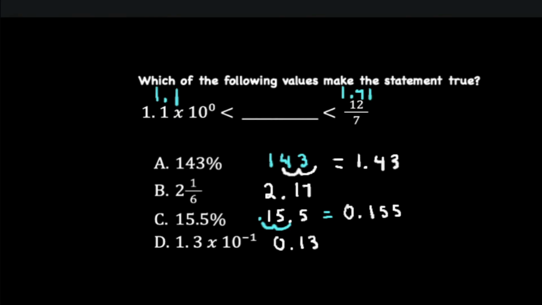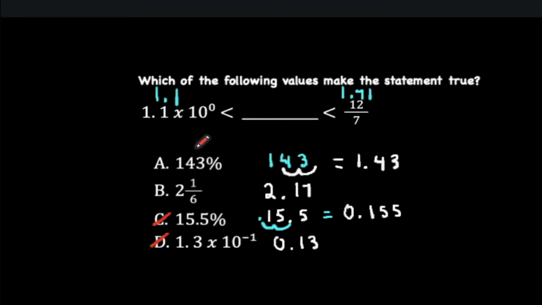So right away, I'm going to eliminate answer choices C and D. And the reason why is because 1.1 is not less than 0.155, is not less than 0.13. So meaning that 1.1 times 10 to the 0 power is not less than 15.5%, and it's not less than 1.3 times 10 to the negative first power. So now let's look at answer choices A and B.